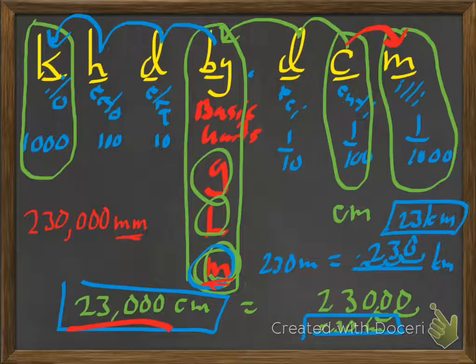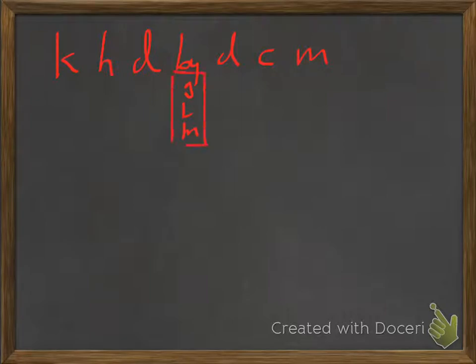All right, so let's do a little bit of practice. I'm going to write down at the top of the screen King Henry Died by Drinking Chocolate Milk, and I'm going to put underneath the "by" GLM to remind myself that these are my basic units. Let's do a couple problems here quickly. I'm going to stick to meters, but the exact same thing would be true if we're changing milliliters to liters to kiloliters. It'd be the same thing as if I'm changing milligrams to grams to kilograms. Let's just stick with the basic unit of meter for right now.